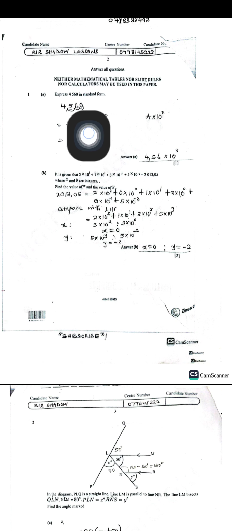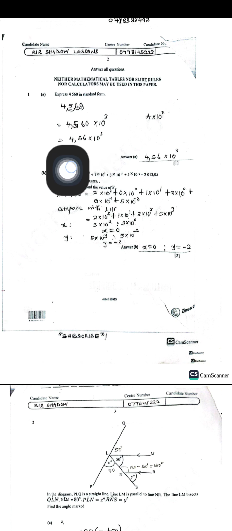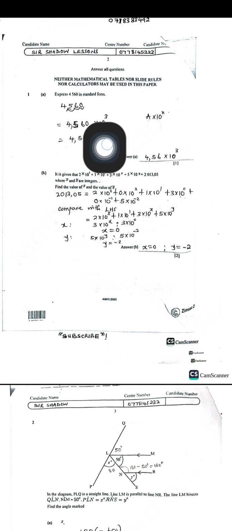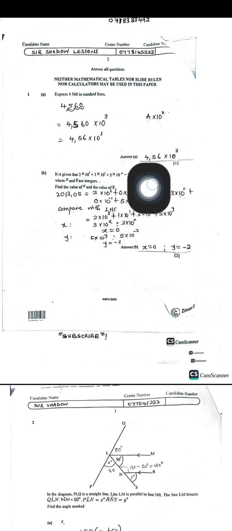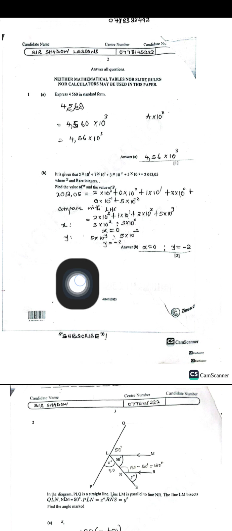Considering this solution, it might be written in the form 4.56 times 10 to the power of 3, whereby the trailing 0 is not much important. So the solution becomes 4.56 times 10 to the power of 3. All right, let's move on to question number B.